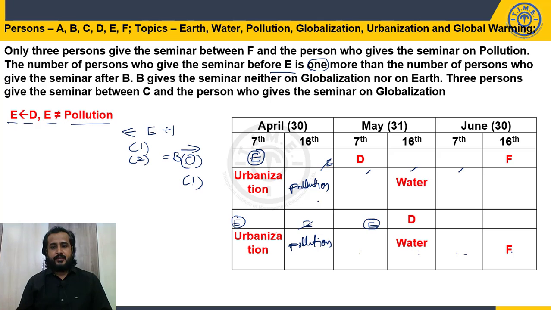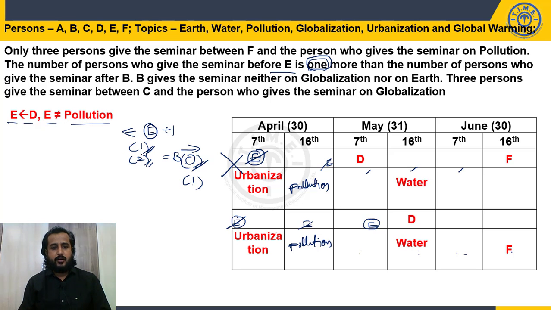Okay. Now if I take E here, in any case before E, minimum 1 will be required, right? Minimum 1 will be required because after B is minimum 0. If it is 0 also, before E minimum 1, because it is given that the number of persons who gave the seminar before E is 1 more than that. So minimum 1 will be required. So E cannot be the first person. So this case is completely ruled out. In this case it cannot be E. So this is E.